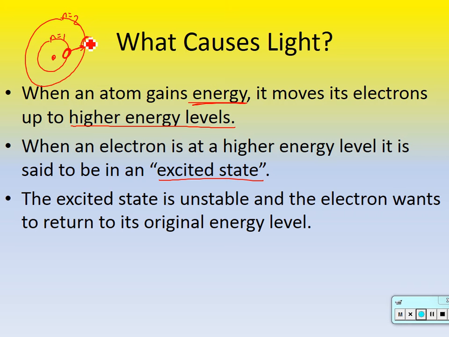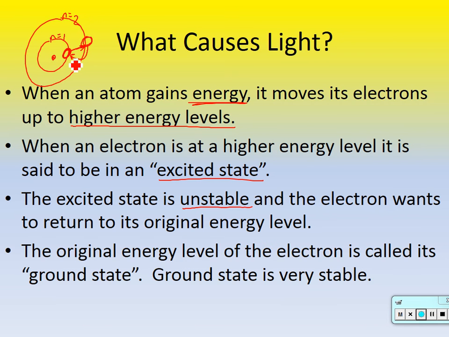Well, the excited state is unstable. It's very unstable. And the electron wants to return back to its original energy level. It wants to come back down. And this happens quickly. It doesn't like to be unstable. It doesn't like that much energy. It wants to come back down to where it usually is.